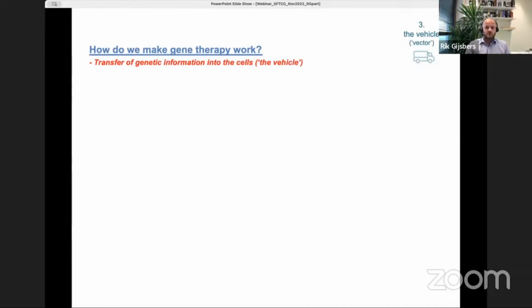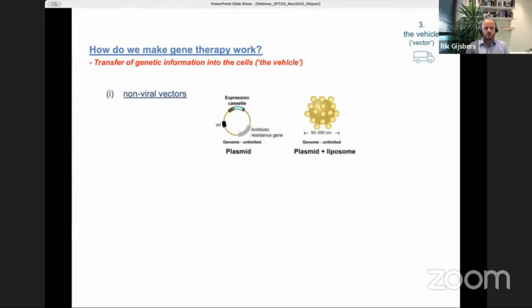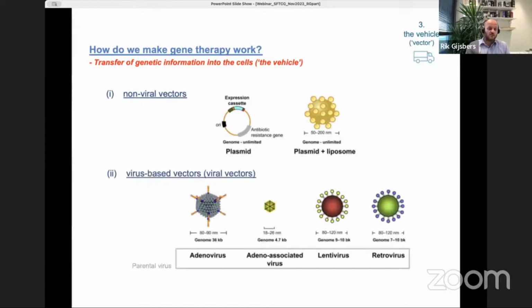Thirdly, we have to define how we are going to transfer this genetic information. So which vector are we going to use? Two types of vectors can be discerned. On the one hand, non-viral vectors, such as plasmids or plasmids with polymers or liposome combinations. And the second option are virus-based vectors.